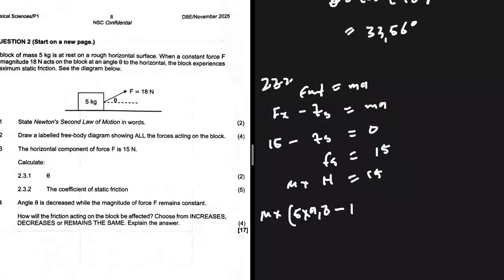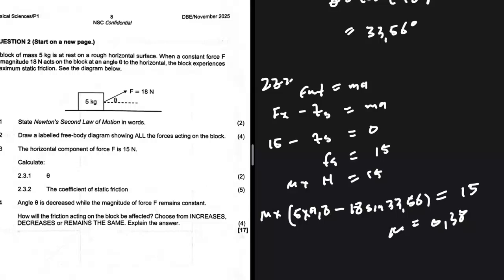So the y component is 18, and then because this is a flat surface, we have to use the sine. Sine of what? 33.56. And then this is equal to 15. So the coefficient is equal to 15 divided by 5 multiplied by 9.8 minus 18 sine of 33.56. This is 0.38. So there we go. That is the answer to 2.3.2.